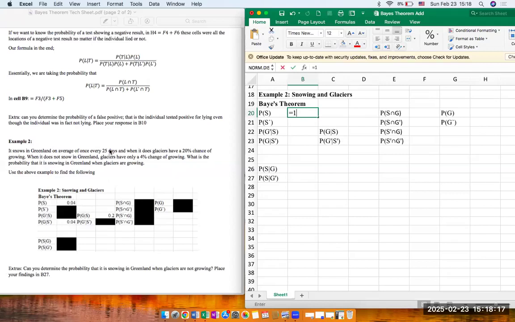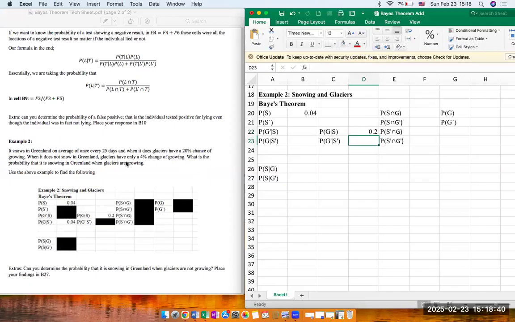We know that once in every 25 days it's going to be snowing. We also have a 20% chance that when it's snowing, your glacier is going to be growing. So where is that? Right here. There we go. When it's snowing and it's growing, we said that is a 20% chance here.